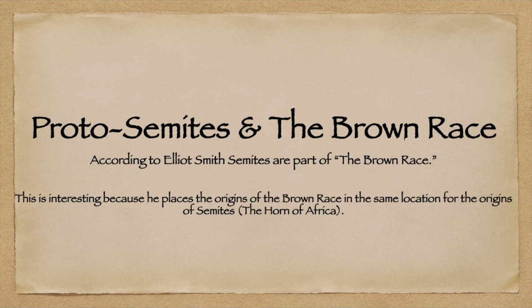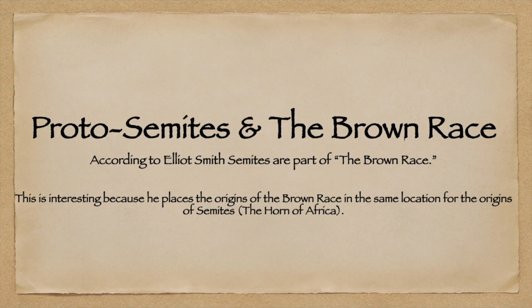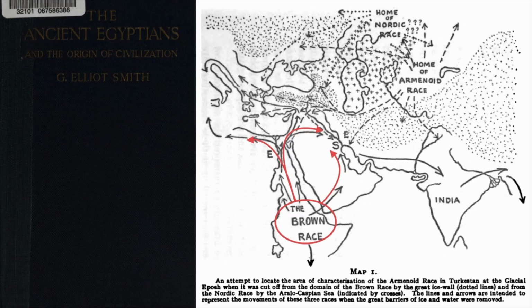So basically, according to Elliot Smith, Semites are part of the brown race. And this is interesting because he places the origins of the brown race in the same location as the origins of Semites, the Horn of Africa. But before I go into that, the description of the brown race that Elliot Smith is connecting to, basically he's saying that they would have been a reddish, dark brown people with black hair and brown eyes. But let's also go into where he puts the origins of these people. So he puts the origins of the brown race in the Horn of Africa.